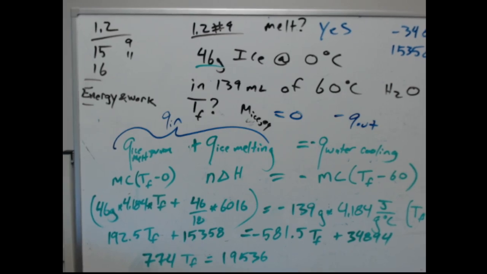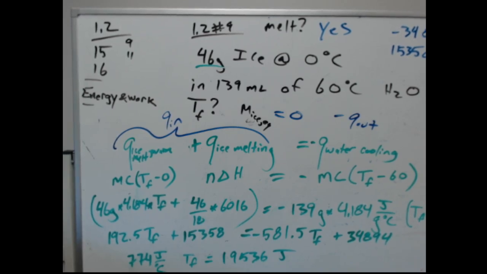Let me put my units in there. So this is going to be joules. This 774 is the weird number, right? Because I've got the grams cancels out. So this is 774 joules per degree Celsius. So now when I divide by the 774, joules cancels, I'm just left with Celsius.